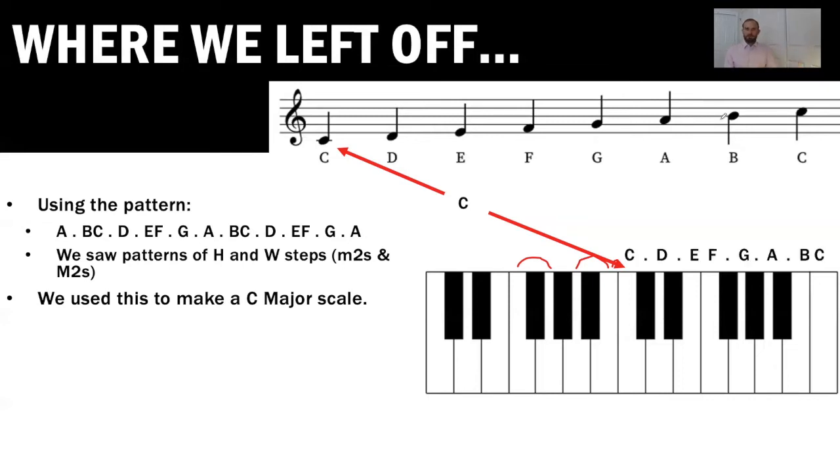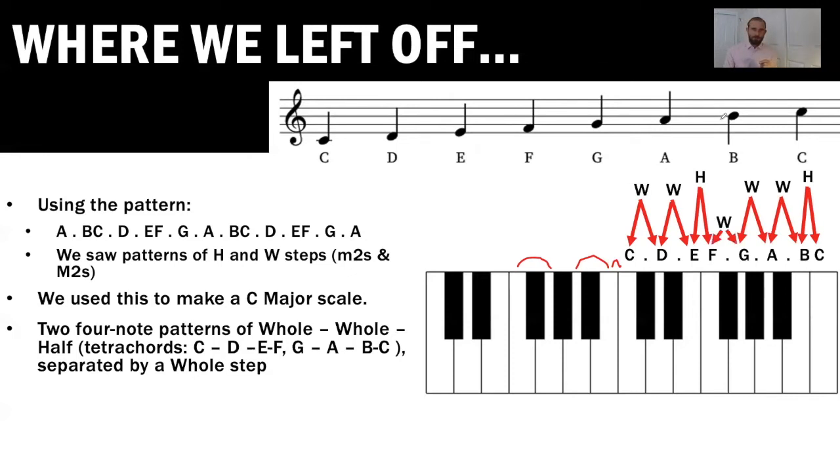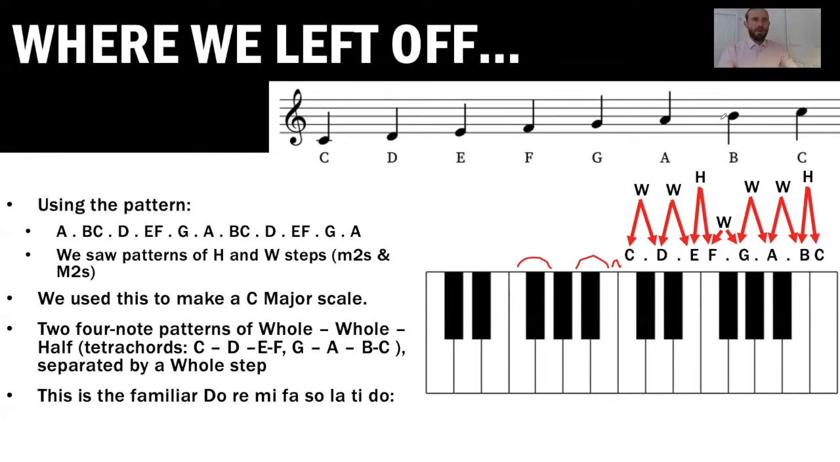You can see this on the piano as well. This scale created 2 patterns of whole, half, separated by a whole step. Again, a whole step is when you go 2 keys away, and a half step is just 1 key over. This is the familiar do, re, mi, fa, sol, la, ti, do. So let's hear this on the guitar. This would be, well, I was in the wrong key, but do, re, mi, fa, sol, la, ti, do. I was singing about a fourth away, but it doesn't matter. Now I'm singing the right place.